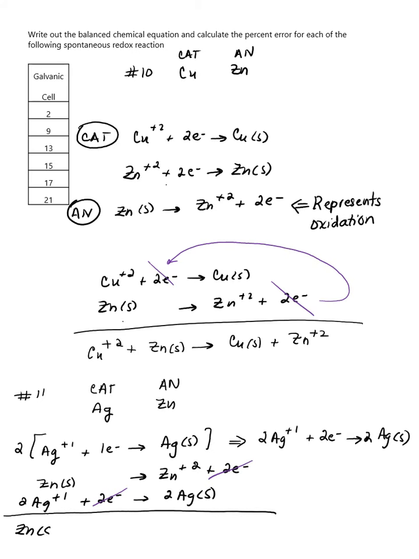So here you have zinc solid plus 2 moles of silver plus 1, going to zinc plus 2 plus 2 moles of silver solid. This reaction is balanced by mass. You have 1 mole of zinc on each side of the arrow, and you have 2 moles of silver on each side, so it's balanced by mass. And it's balanced by charge because your electrons were canceled out.